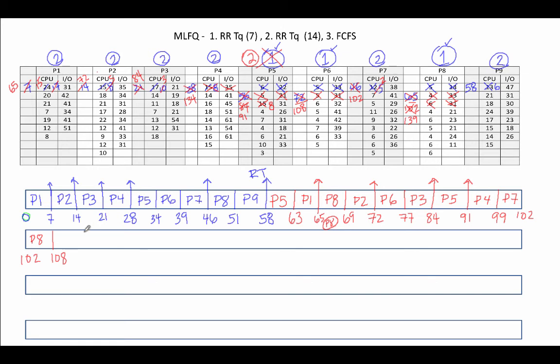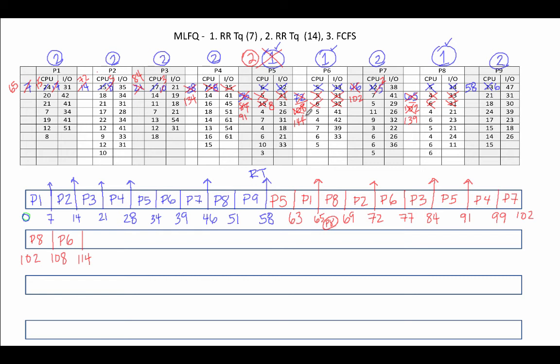Now the current time is 108, so we check if we have any level 1s, and we do. P6. P6 is a level 1. It gets 7 time units, and its CPU burst is only 6 time units, so it will go until time 114. And then it will go out to I/O for 32 time units, and so it will come back into the ready queue at time 144.